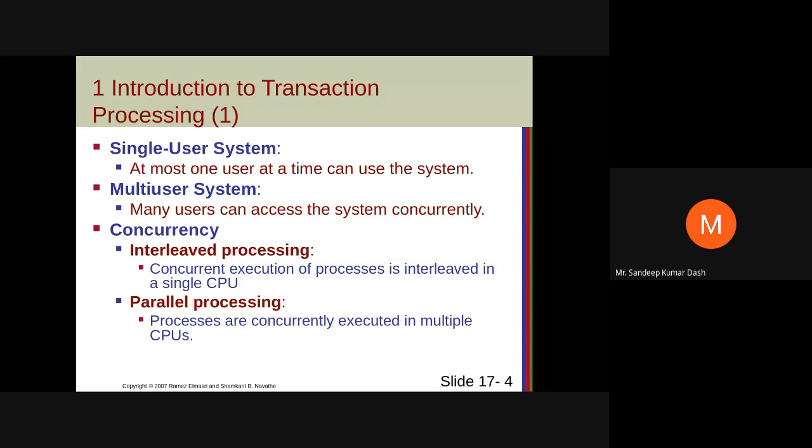Suppose one user first updates, it makes 50 tickets to 48 tickets because two tickets are given to him. Then another user is given another two tickets. So 48 minus 2, 46 will be there. That is interleaved. We will see with an example. Then parallel is actually parallel. That means concurrently two processes are working upon the database. So that requirement is met by multiple CPUs.